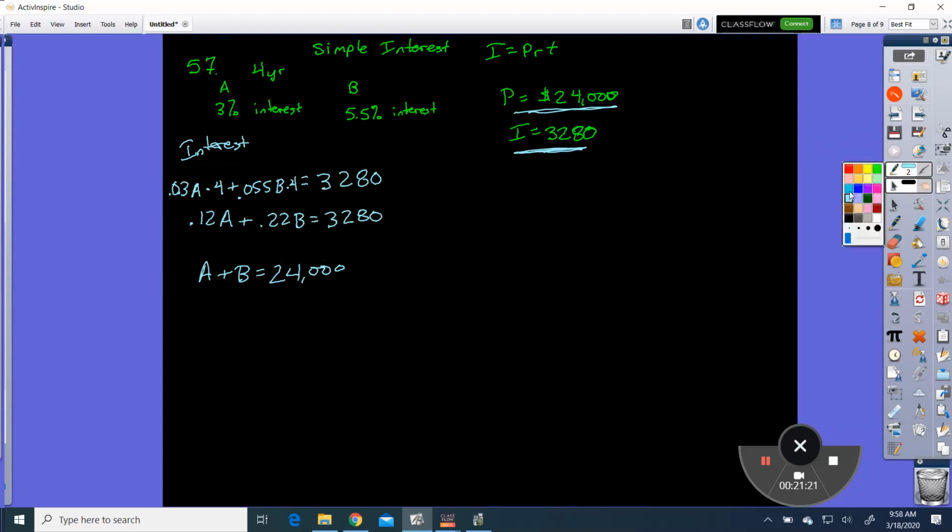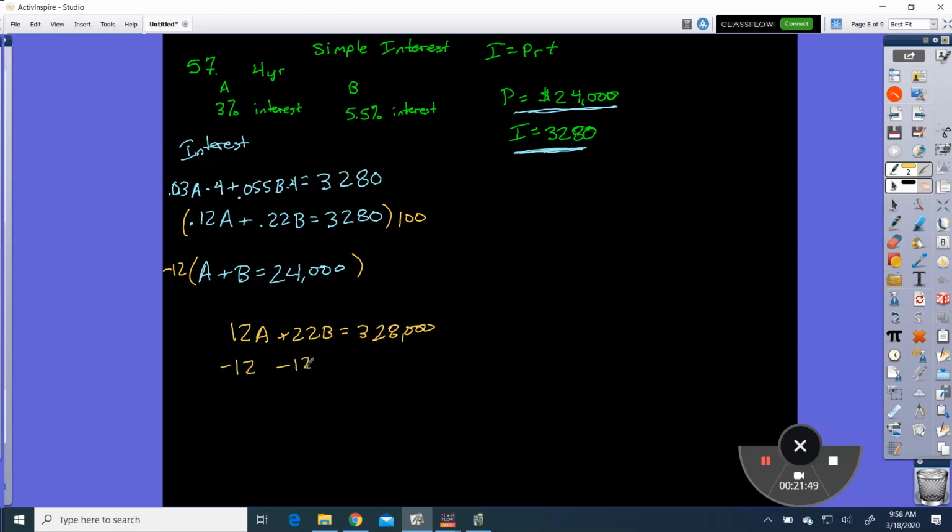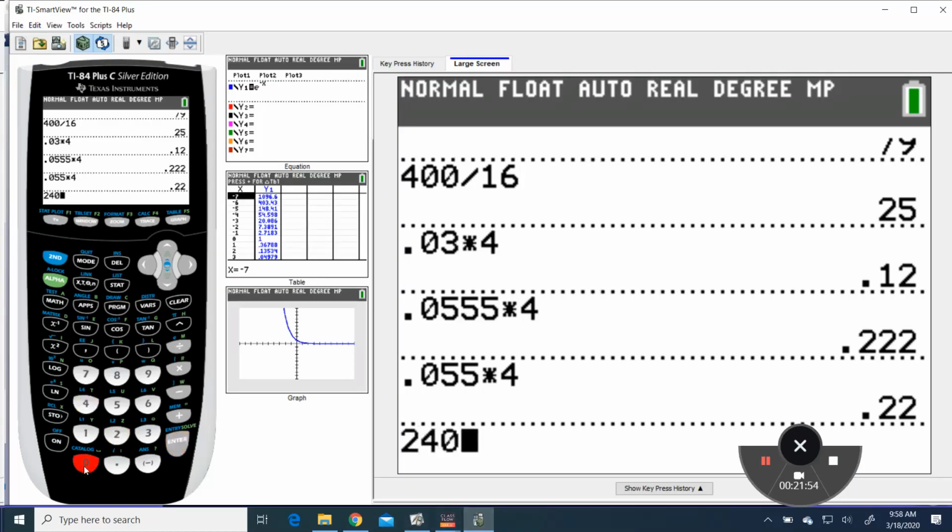So again, I'm just going to multiply this by 100 to get rid of the decimals. And down here, I'm going to multiply it by a negative 12, and that will get rid of my A's. So I'm going to have 0.12 times 100 is going to be 12A plus 22B equals 328,000. And down here it's going to be negative 12A minus 12B equals 24,000 times negative 12.